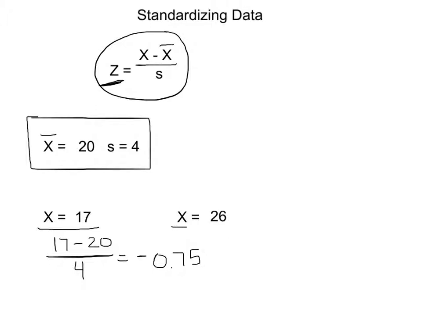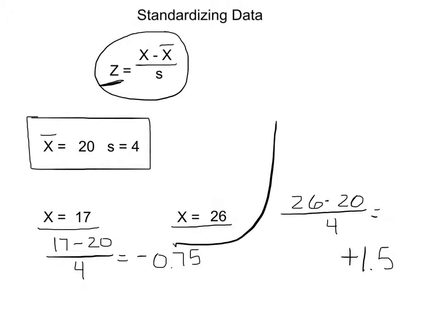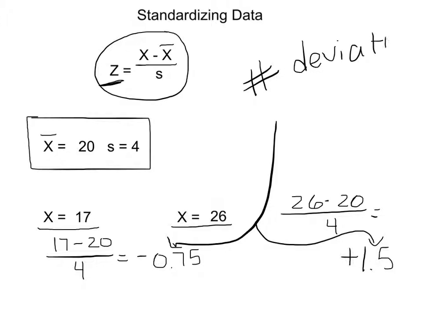If I have a value of 26, I follow the same logic, and I can standardize that score. In this case, I have a z-score, a standard score of positive 1.5. What these two numbers tell us is the number of deviations away from the mean that data point falls.